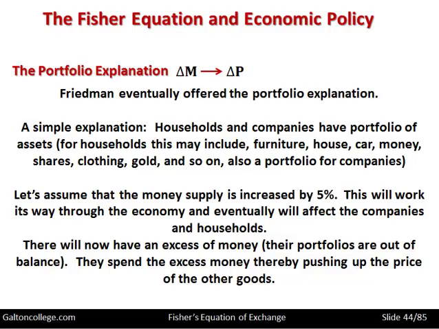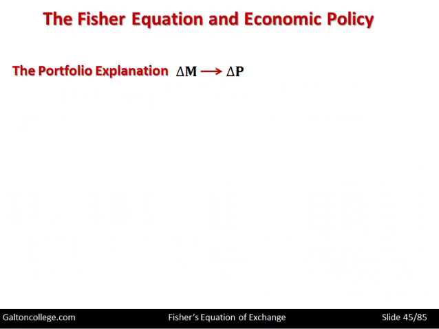So the increase in money, because of the upset to the portfolio balances, leads to more expenditure, and more expenditure means prices will be bid upwards. Let's have a look at this. We've got changes in the money supply leading to changes in inflation.